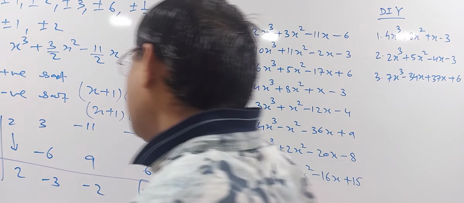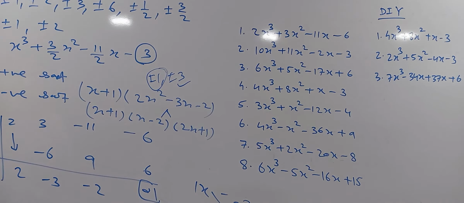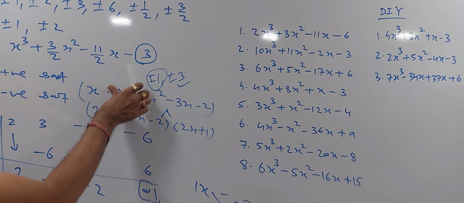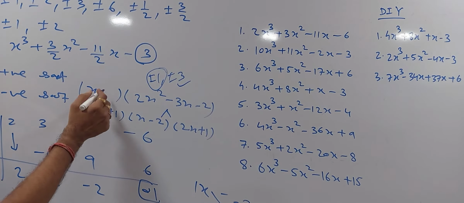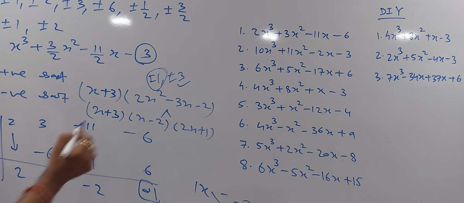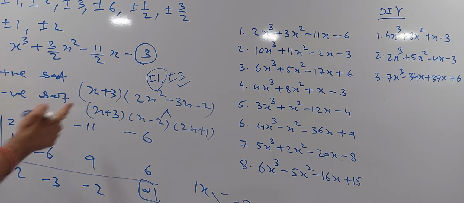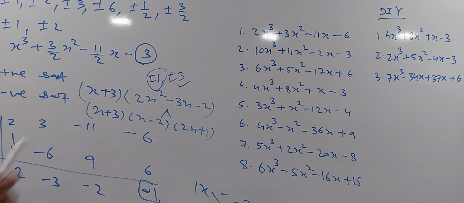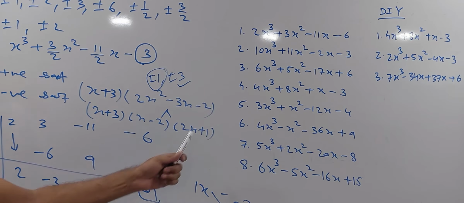So with this we got all, sorry, one mistake is that this is minus 3, not plus 1. It is minus 3, so x plus 3, because 1 and minus 1 we have seen that it is not covering. So this is your case. Yes, minus 3 is also there. So x plus 3, x minus 2, 2x plus 1.